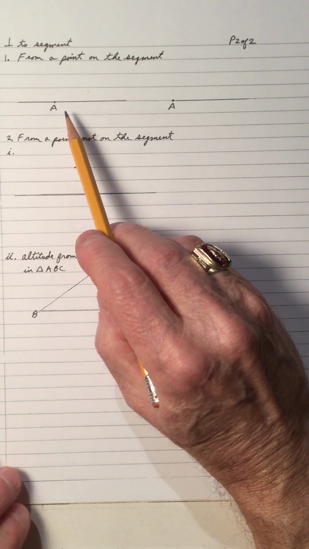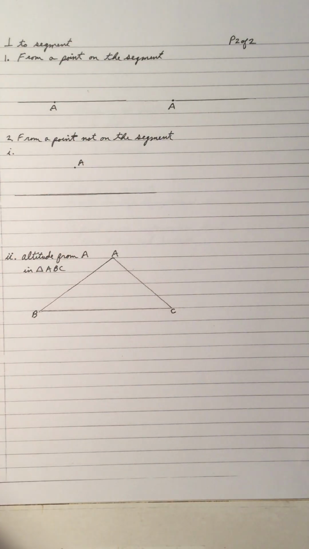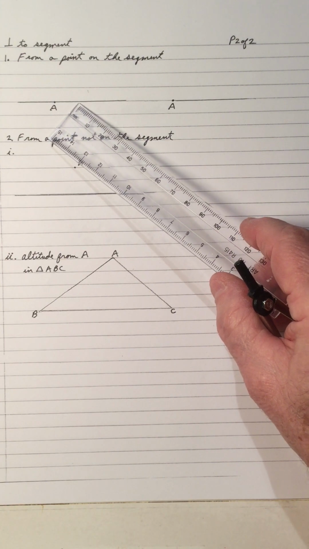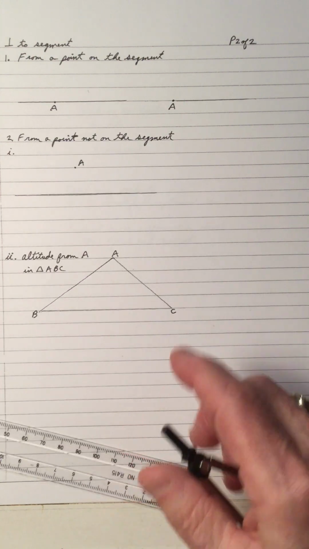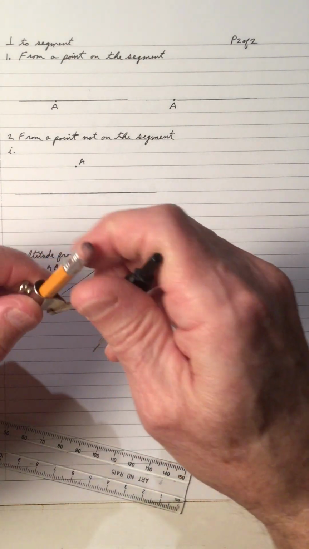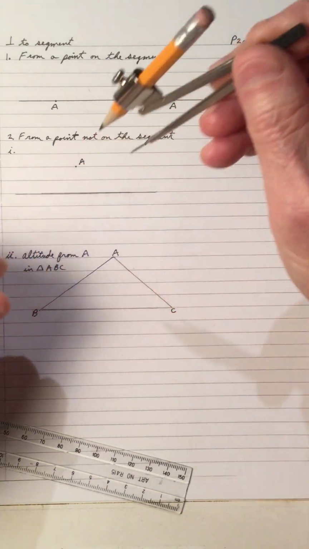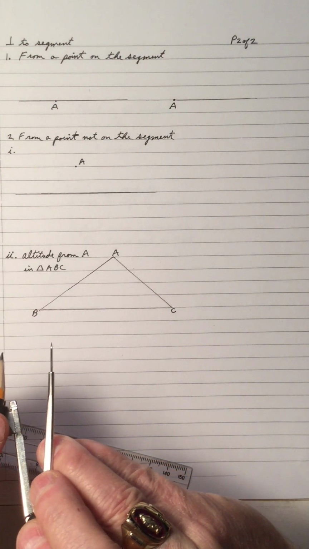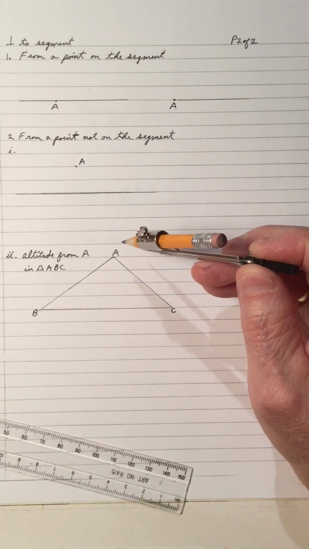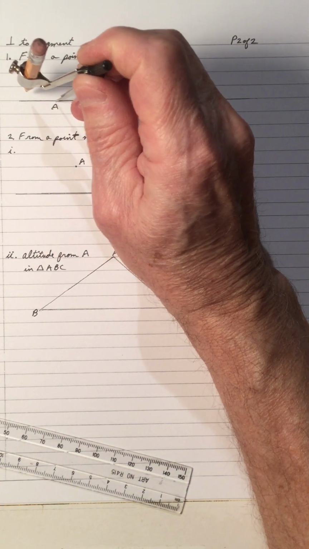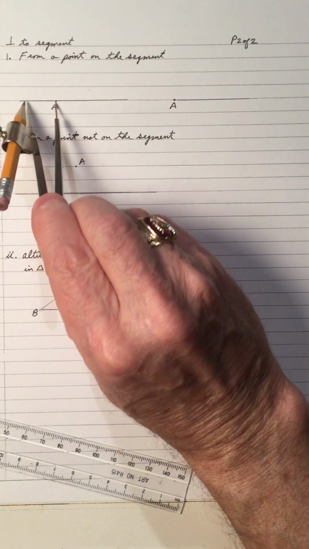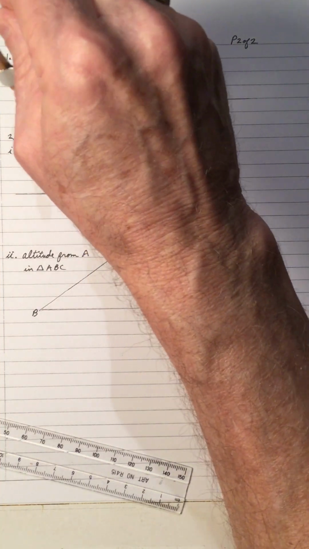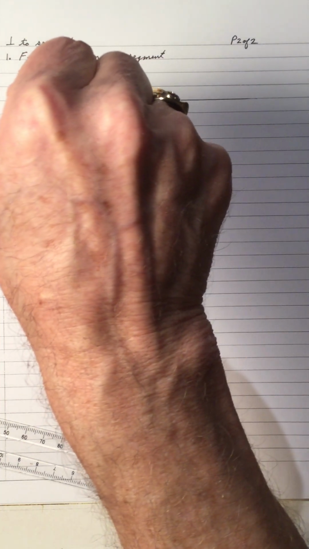So we're going to construct a perpendicular to this segment right here. We're going to construct at point A. So what we do, we take our compass and we open it up. We can pick any radius, but we don't want to pick a big one, pick a smaller one. And we're going to place the tip of the compass at A and make an arc all the way around like that to form that semicircle.